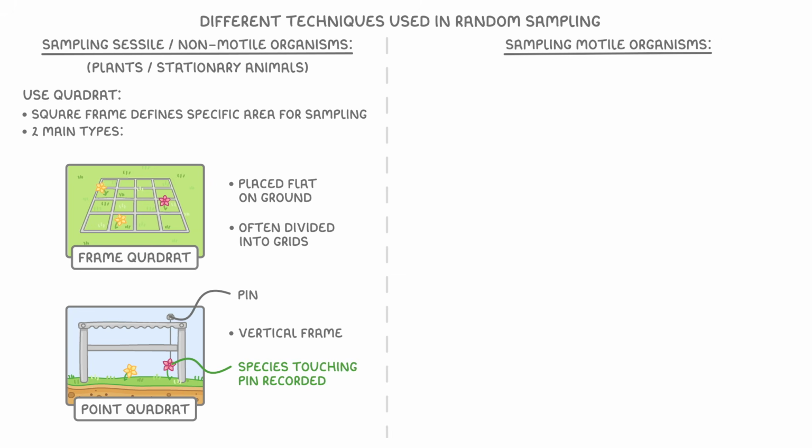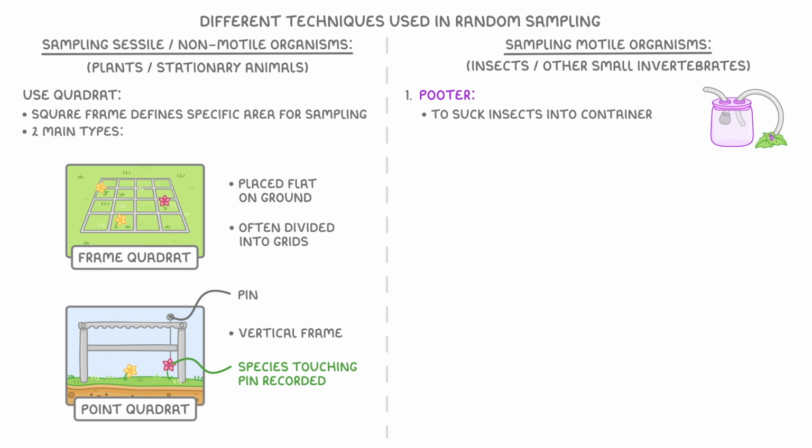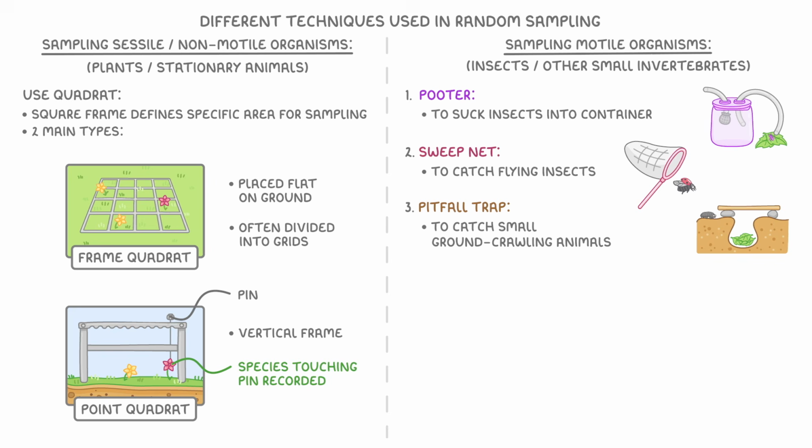For sampling more motile organisms, in particular insects and other small invertebrates, there are several other methods we can use though. One is a pooter, which we can use to suck insects into a container. A sweep net is useful to catch flying insects, especially in long grass. We can use a pitfall trap to catch small ground-crawling animals.